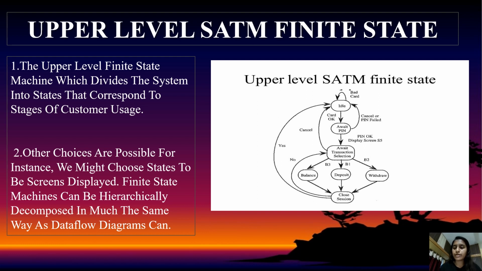This is the diagram for the upper level SATM finite state machine. It shows the idle state, which passes to bad card and card OK. If the card is OK, it waits for the PIN, and if the PIN is entered correctly, then it shows await transaction selection. If you want to know the balance, you need to choose the option B3. If you need to deposit money, you need to choose B1. If you withdraw money, you need to choose B2. And when it is done, it shows close session.